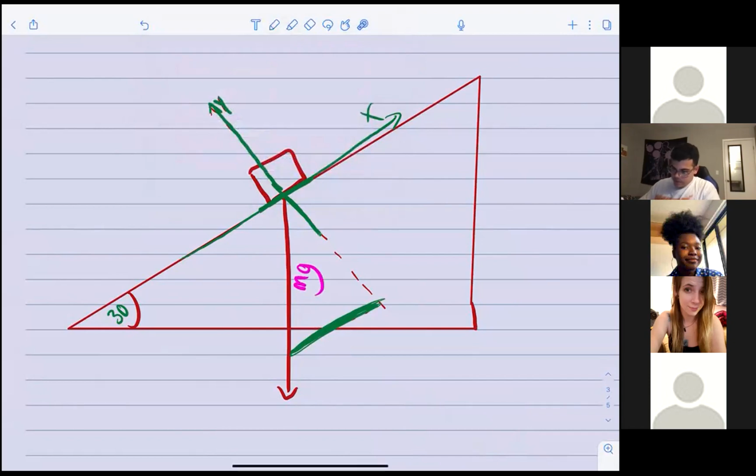What is this angle here? For Cassie and Cherry, what is this angle here from between these two lines? 90. What is this angle here? Well, clearly it's 30, correct? I wrote that. What must this angle be?